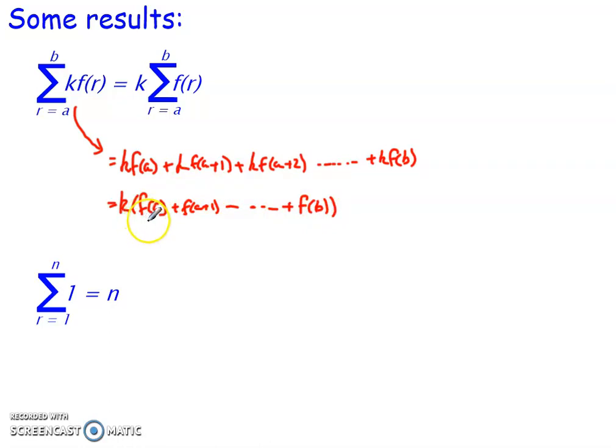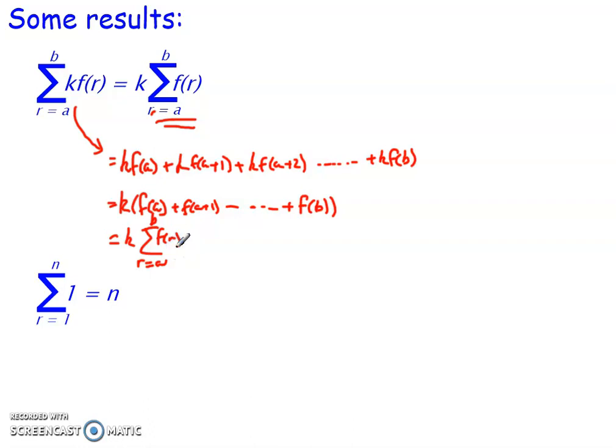And this part here, the f of a plus f of a plus 1 all the way to plus f of b, we know is this sigma notation section here. So that then equals k times the sum from r equals a to b of f of r.